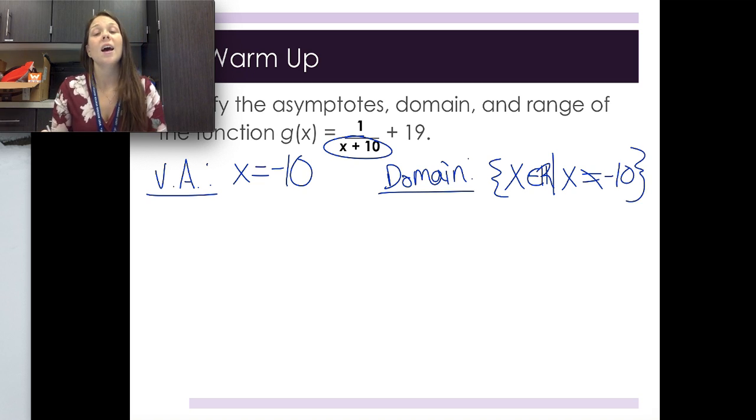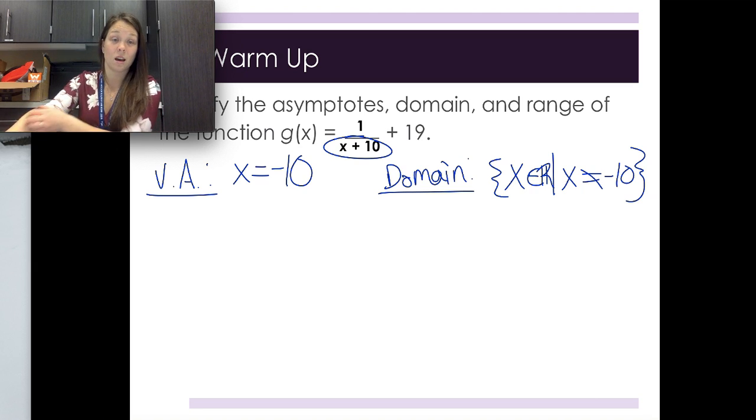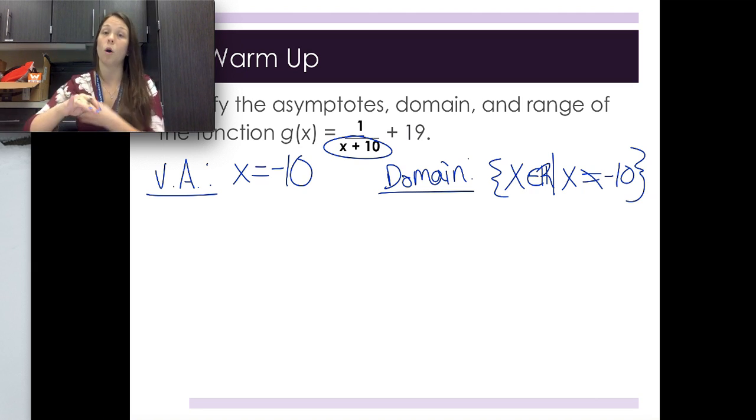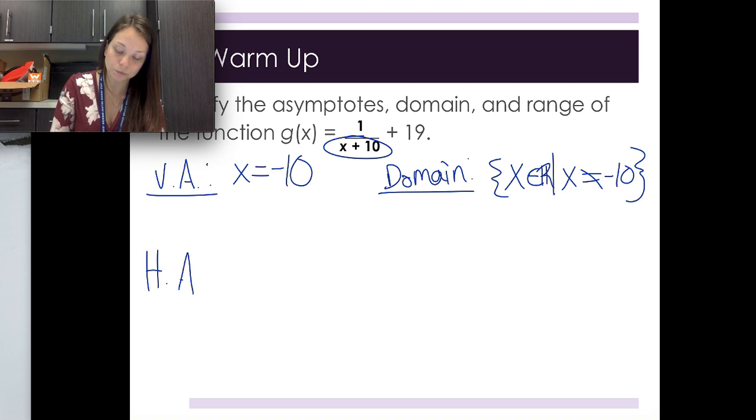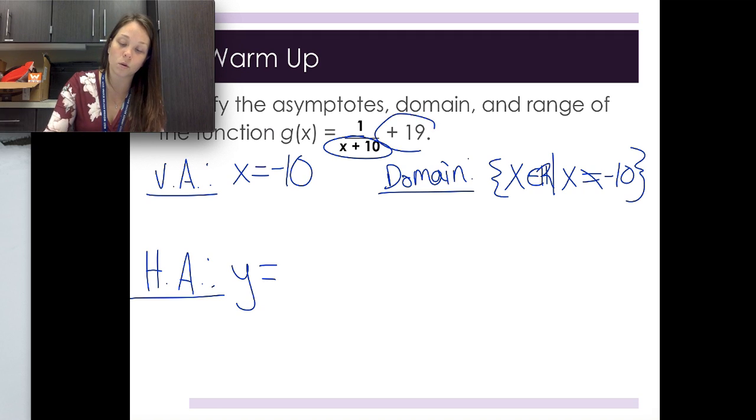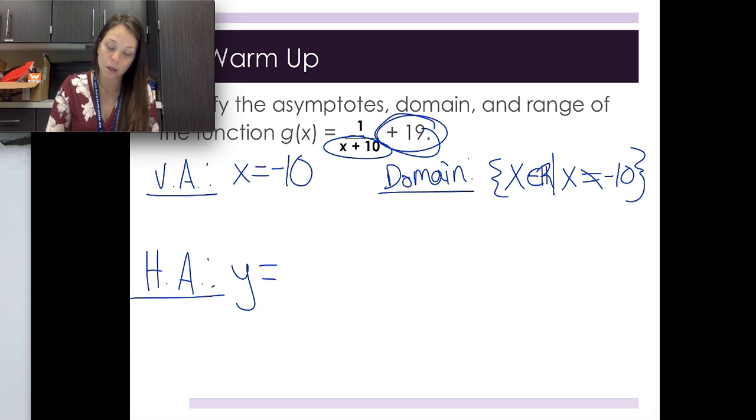the asymptote is. Again, you don't have to write it in this super mathy way. You can write it out in words saying, all real numbers except x cannot equal negative 10, and that would be fine. My horizontal asymptote, which is an equation in the form of y equals, and it's y equals the k value that's on the end here. So that would be a positive 19.